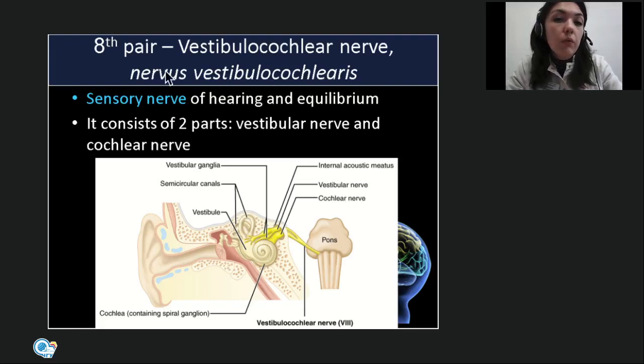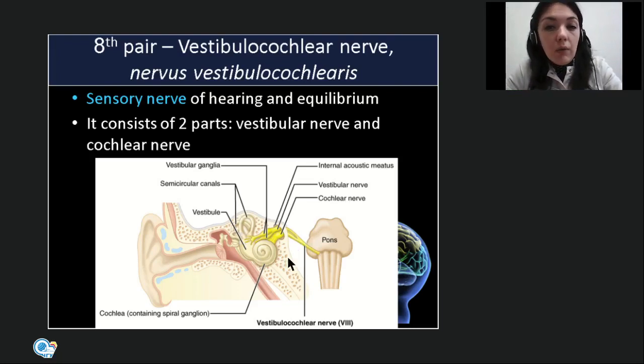So the eighth pair of cranial nerves is the vestibulocochlear nerve, nervus vestibulocochlearis. It is a purely sensory nerve, yes, of hearing and equilibrium, and it consists of 2 parts, a vestibular nerve and a cochlear nerve. Also, we discussed it when we studied the organ of hearing and organ of balance. The vestibular nerve starts from the vestibule, from the macula of utricle and saccule, yes, and also from ampullary crests of semicircular canals. And the cochlear nerve starts from the organ of Corti, yes, and after that they join together.